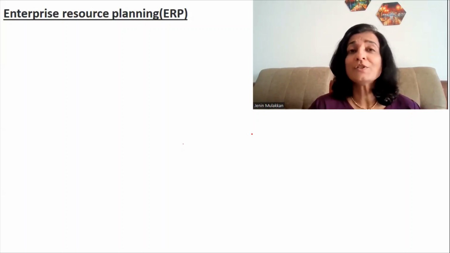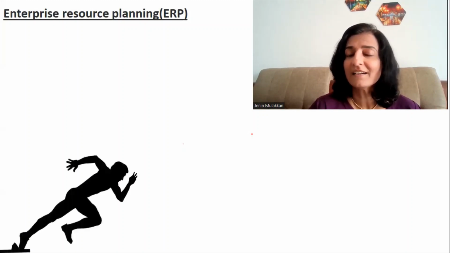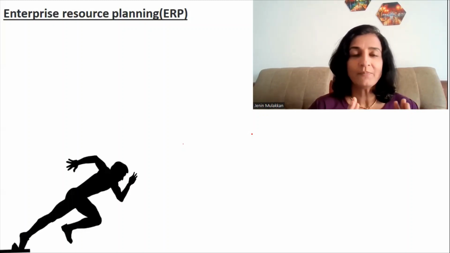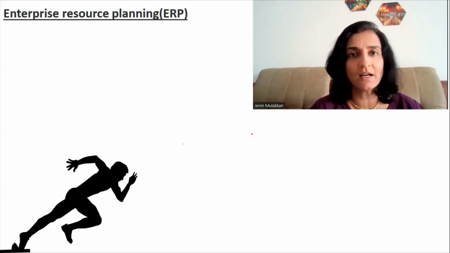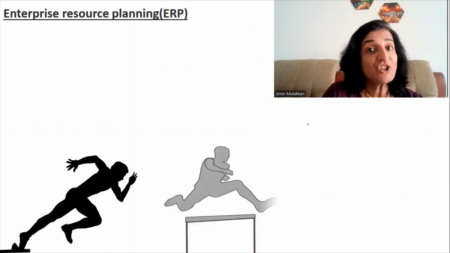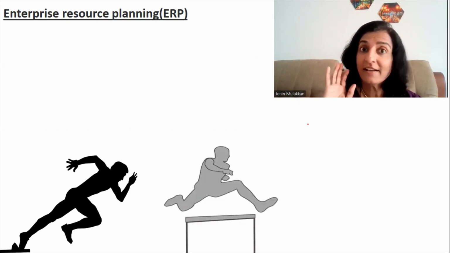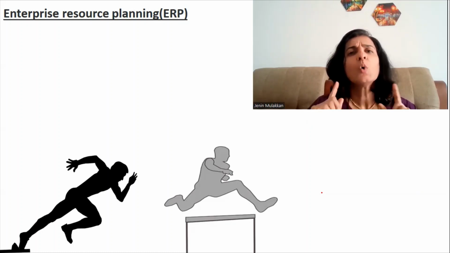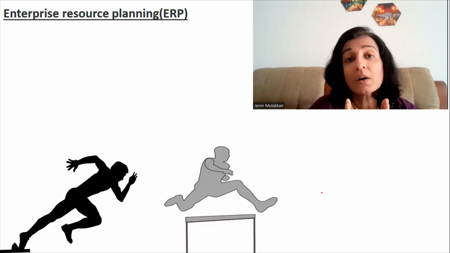Now, suppose you're going to take part in a hurdle race. So you're ready and you're waiting for the whistle or the gun. As soon as the gun goes off, you run as fast as possible. And each hurdle that you see, you jump over it and speed to the finishing line. Now, my question is, who is doing all the coordination while you are running?